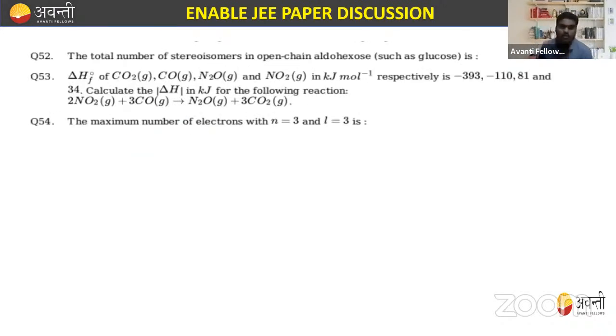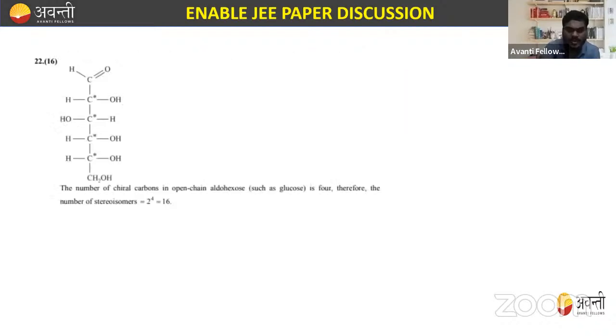Now let's move to the next question, which is basically a numerical value type question. The total number of stereoisomers in an open chain aldohexose such as glucose is. So you have to identify the number of stereoisomers in glucose, or we can say in the open chain aldohexose.